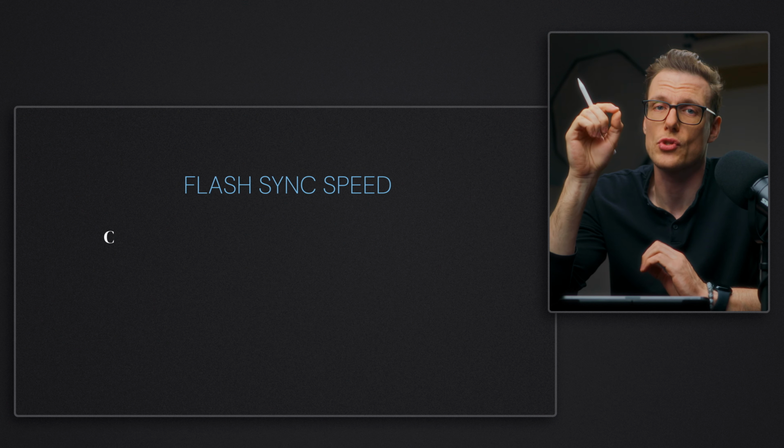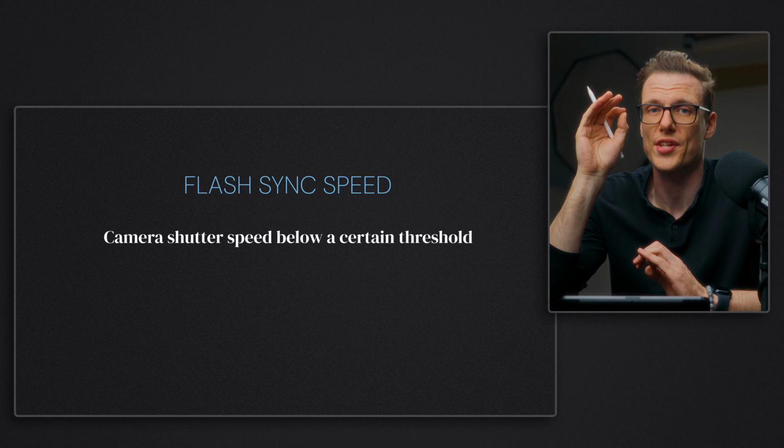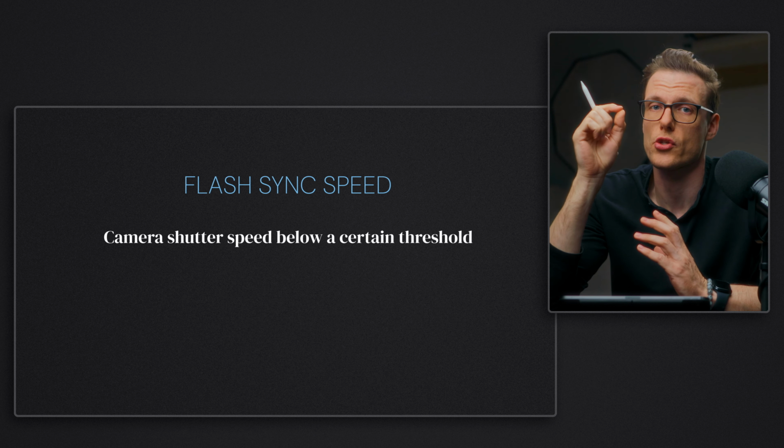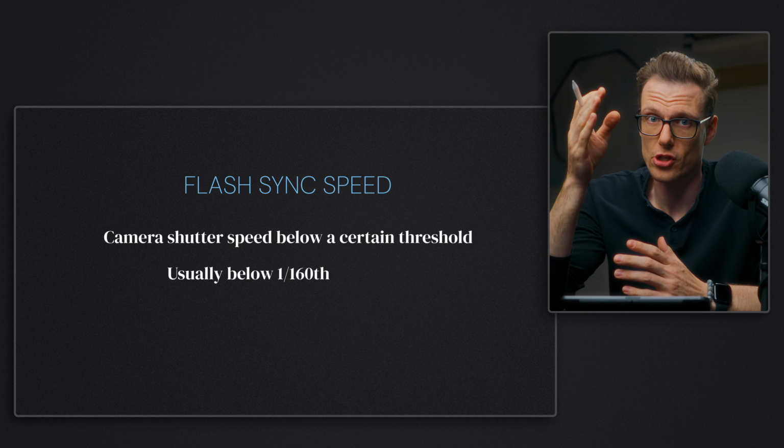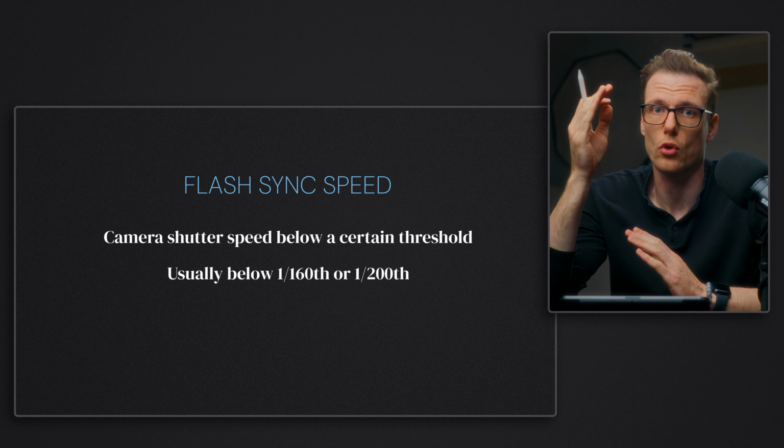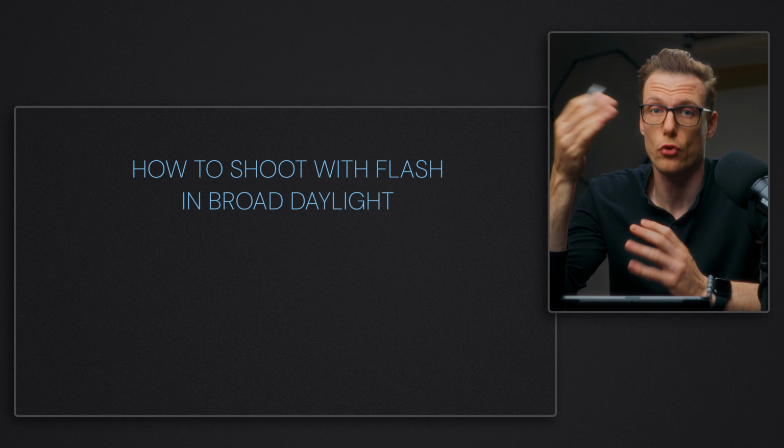Now, every flash unit has a predetermined spec called the sync speed, which means you have to set your camera shutter below a certain threshold for the flash to synchronize properly. For most flashes, it's 1/160th or 1/200th of a second. It makes almost no difference if you shoot in the studio, but if you shoot in broad daylight, that 1/200th of a second is usually way too bright. So you have three options.